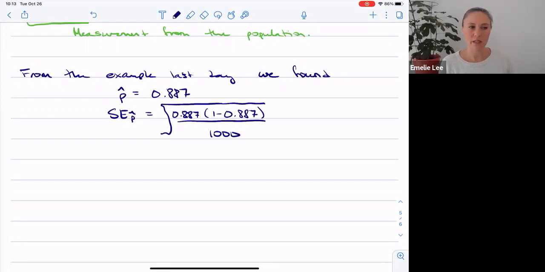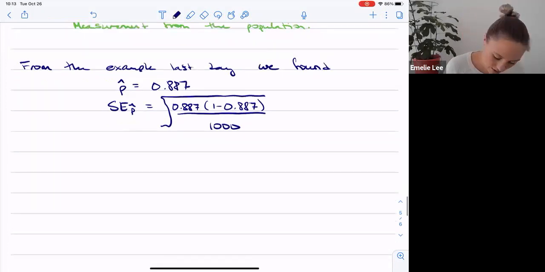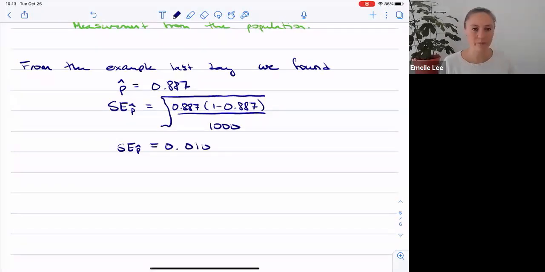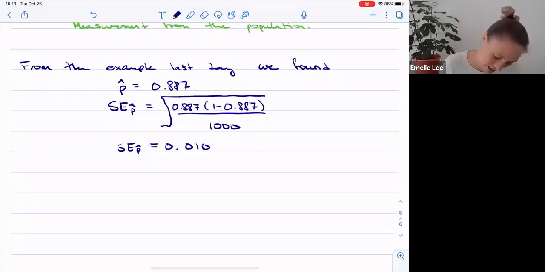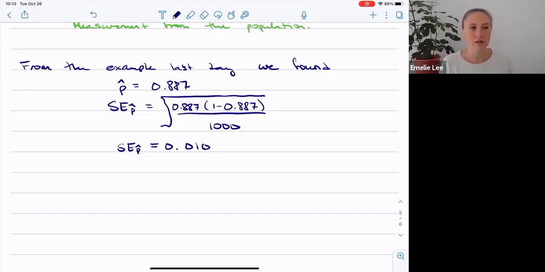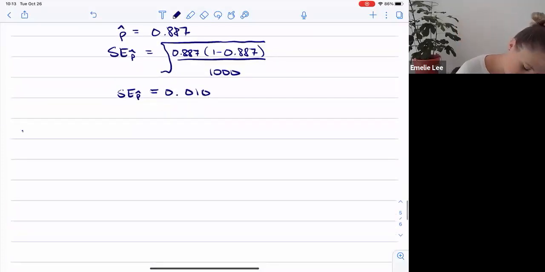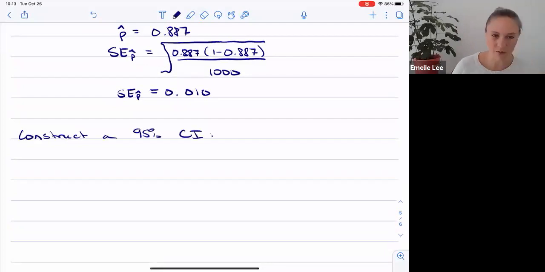So here, I just want to jump into it with some values. We're going to use that the standard error of p hat is 0.010. I have rounded it, but that's okay. So if I want to make a 95% confidence interval here, I might say construct a 95% confidence interval, only because I'm short of time.